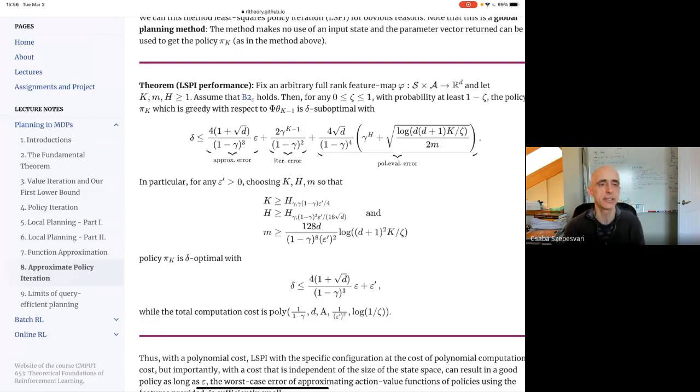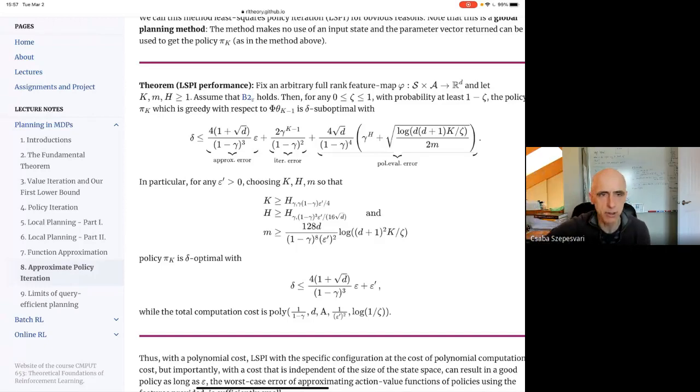The data size must be at least 4 times (1 plus square root of d), where d was the dimension, times 1 over (1 minus gamma) cubed times epsilon. Epsilon was the approximation error. And then there are the other terms that are totally under your control. K is the number of iterations, so the second term gets small if K is big.